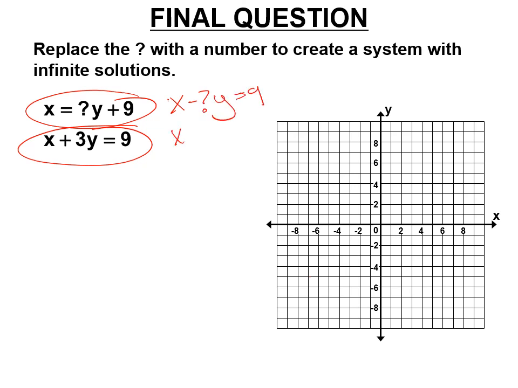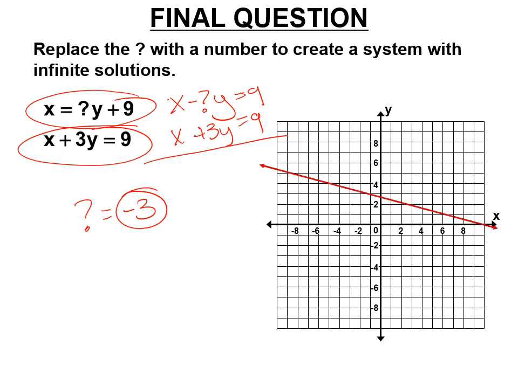Now we have on the bottom x plus 3y equals 9. On the top we have x minus question mark y equals 3. So what does the question mark have to be? The question mark has to be negative 3. Yeah, it does, because otherwise they won't be the exact same line. The only way you get infinite solutions is if you have the exact same line twice. Boom. Good luck with the homework.